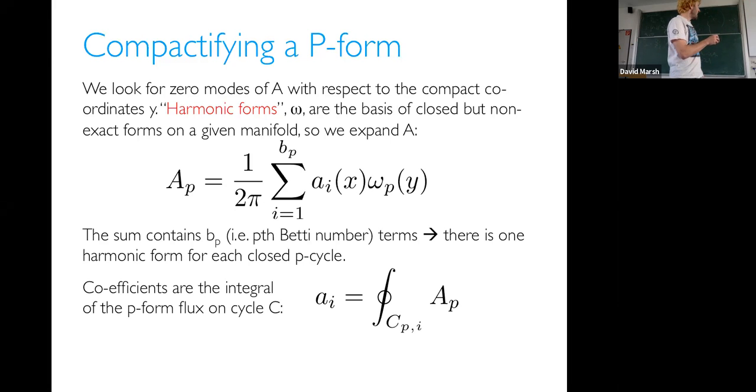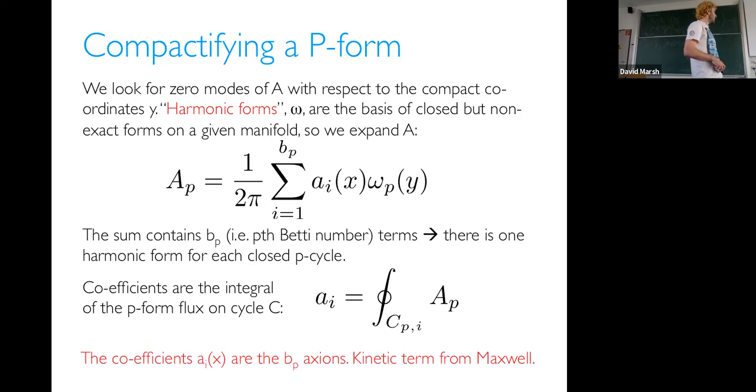And these coefficients A, you can get from just inverting this relationship. The A's are the integral of the form A_p around the closed cycle C_i, around each closed cycle i. So it's the Wilson line, if you want to use the jargon, the integral of A_p around a closed cycle of dimension p, label i. That's what A tells you. It tells you how much of the photon is there around that closed cycle. And these are the axions.